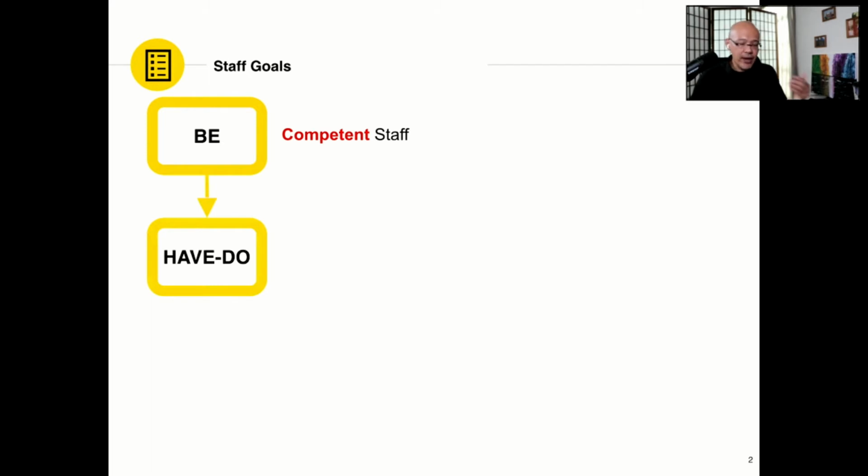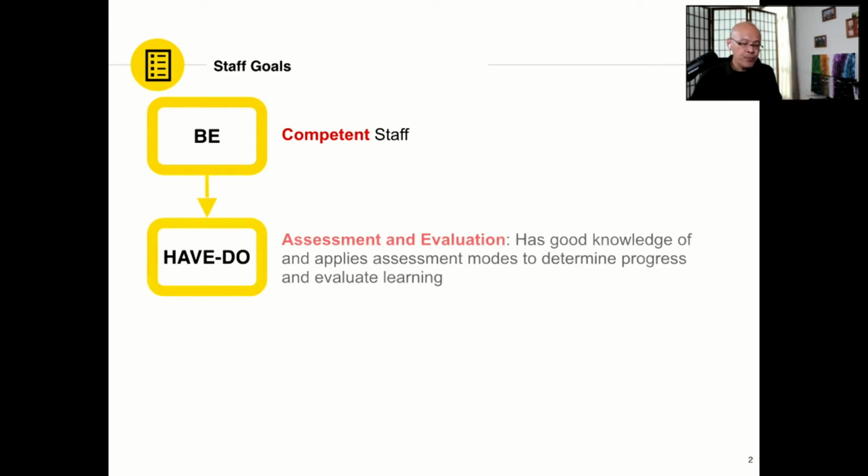So, an example that I can share with you here is, let's say we are talking about competent staff. In order to reduce the level of confusion and the level of different interpretation, we want to bring in the have and the do components. One way of doing that is to talk about what kind of competencies a competent staff must have. And this is where we can say, well, a competent staff must have knowledge and skills in the area of assessment and evaluation.